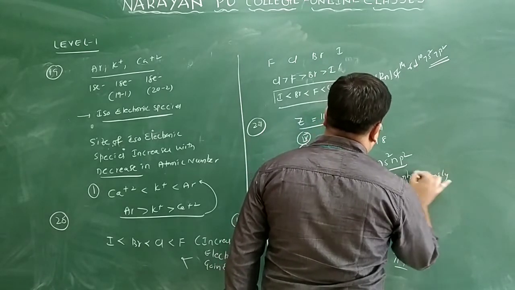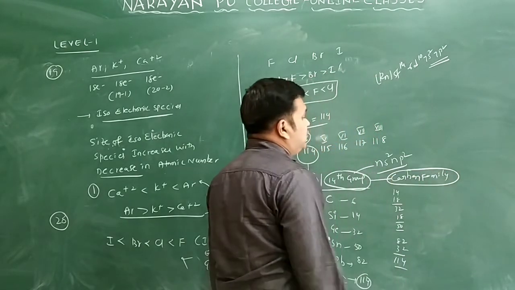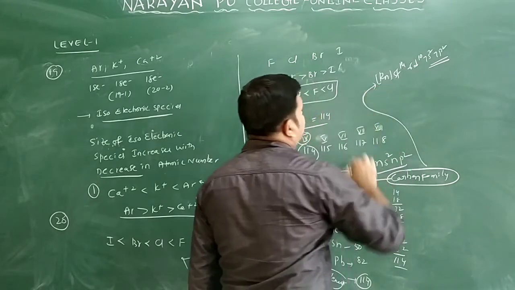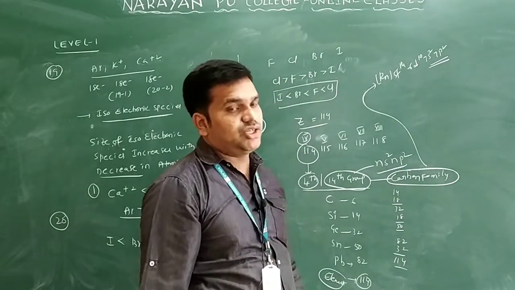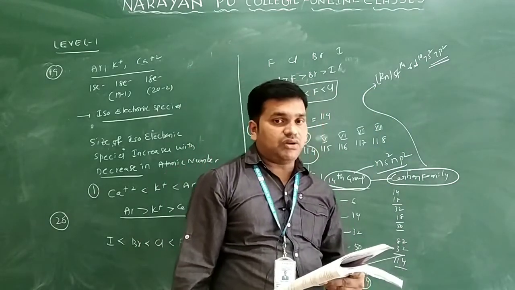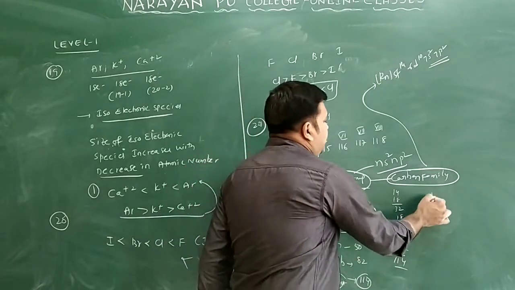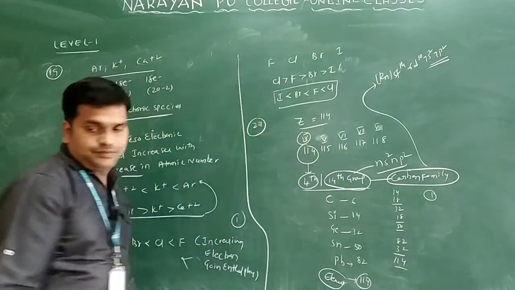So your answer is: the element belongs to the carbon family with the configuration radon 5f14, 6d10, 7s2 and 7p2 only. So what is your answer? Your answer is option 1 for this question only.